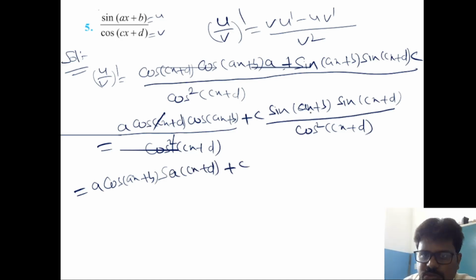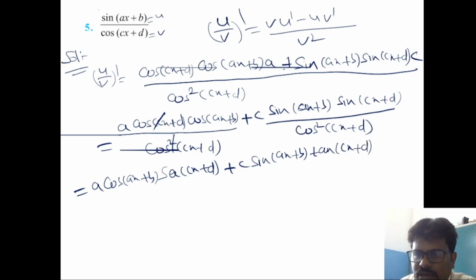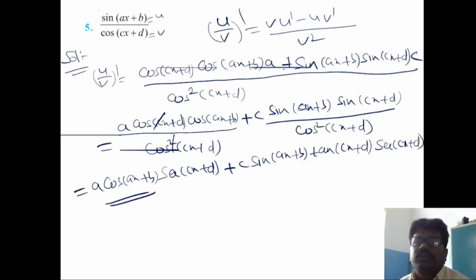Now sin ax plus b, such a term we don't have in the denominator, so write it as it is, sin ax plus b. And sin by cos, because here we have the same angle, sin by cos is nothing but tan cx plus d, and 1 by cos is nothing but secant cx plus d. Like this you can conclude the solution for question number 5.